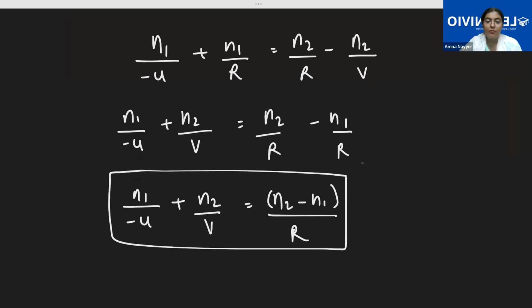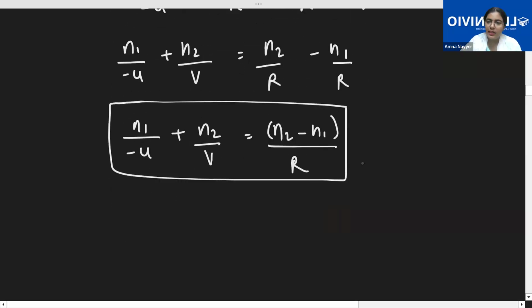To find a relationship between all three of them, you have to put in the sign conventions. Clear? See, in optical instruments, you have to put in the sign convention everywhere. Am I clear till this derivation?